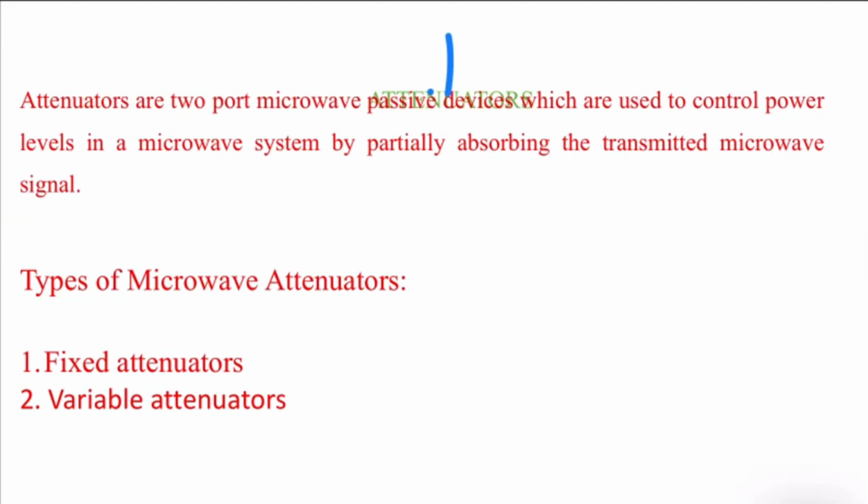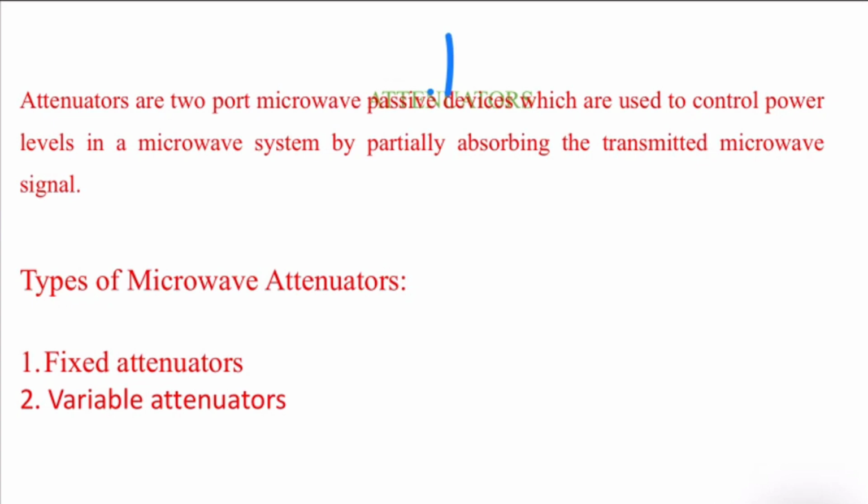So, the types of microwave attenuators. There are two types of microwave attenuators. One is the fixed attenuator and the other one is the variable attenuator. A fixed attenuator is an attenuator where the level of attenuation is fixed.